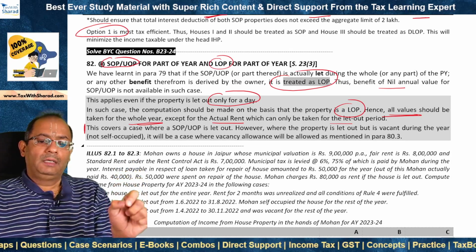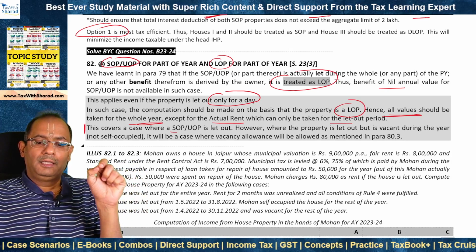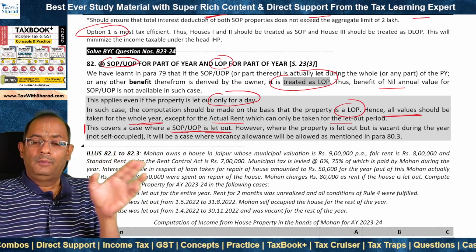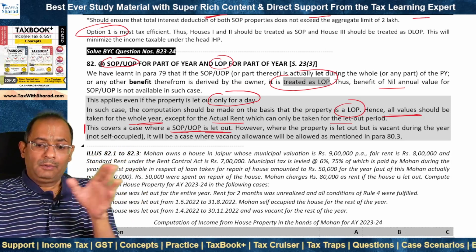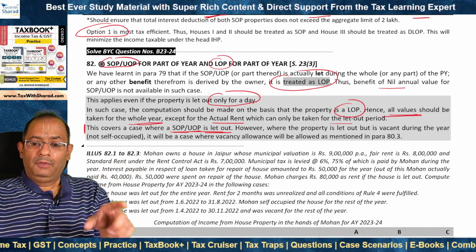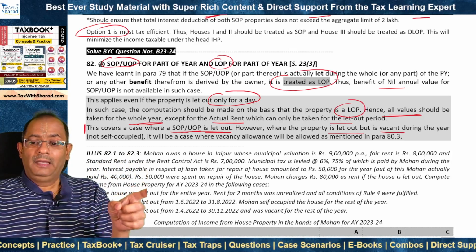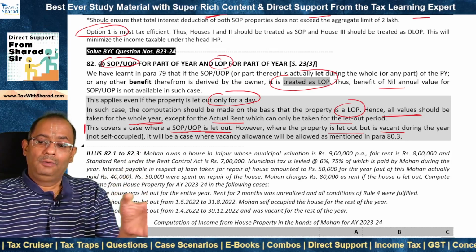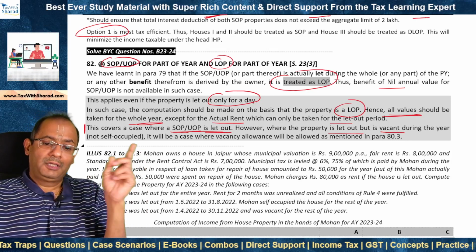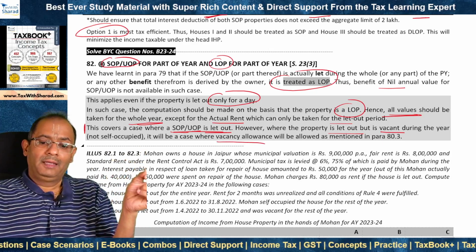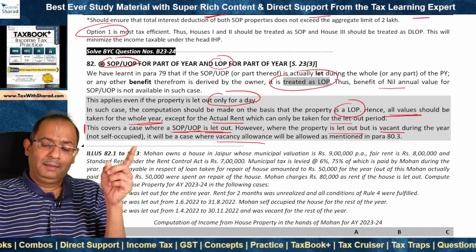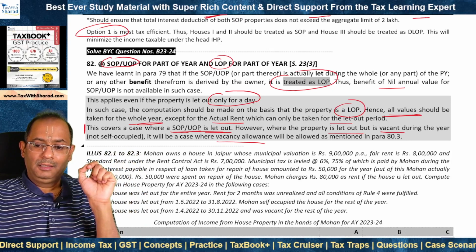Now this situation covers a case where a self-occupied or unoccupied property is let out. However, you need to distinguish this case from a case where the property is let out but is vacant during the year, right? It is not self-occupied, it is let out but is vacant during the previous year, in which case we will check for vacancy allowance and then we will allow for vacancy allowance if it is available, and this is something that we discussed sometime back in this video.